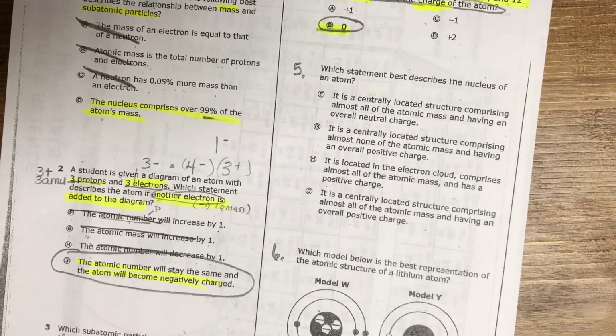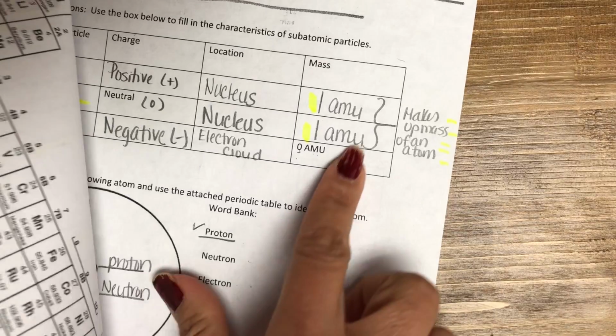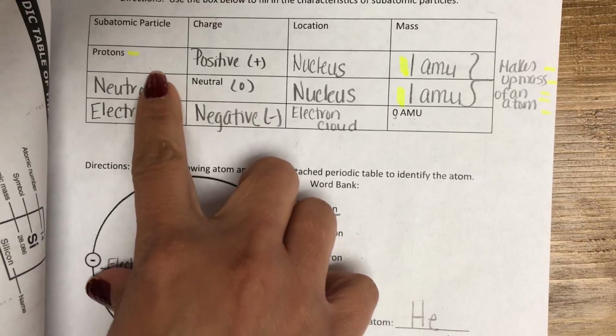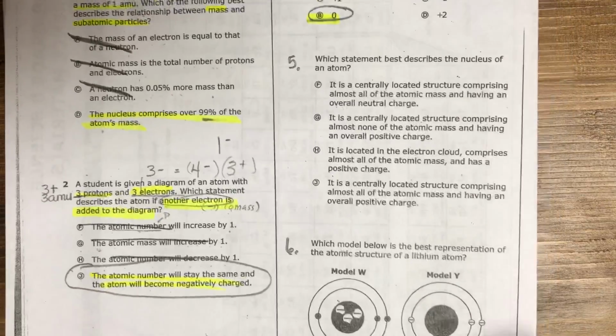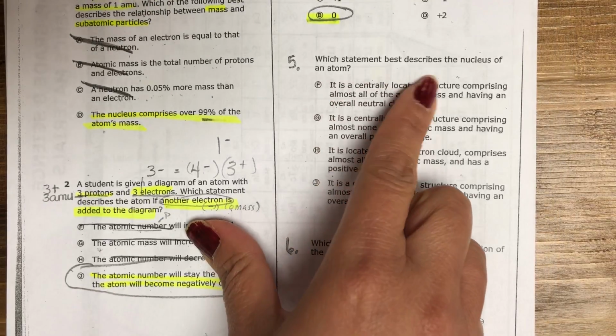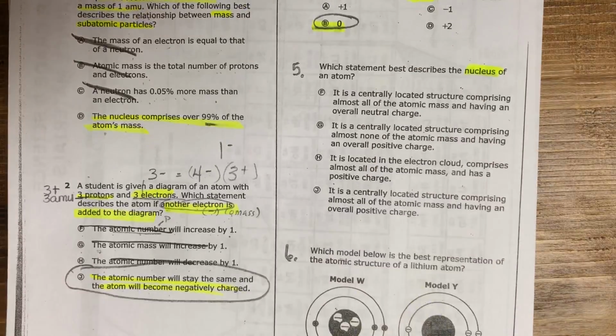Number 5. Which statement best describes the nucleus of an atom? Again, you should be going back over here and figuring out, oh look, in the nucleus I have protons and neutrons. It makes up the bulk of my mass, so let's go ahead and figure this out. I'm looking for the nucleus.